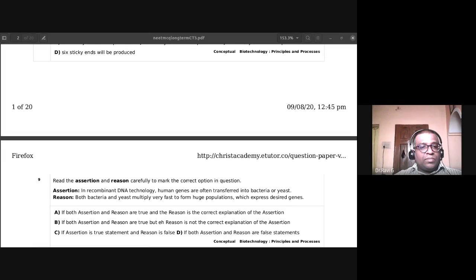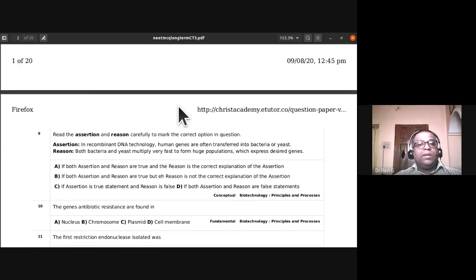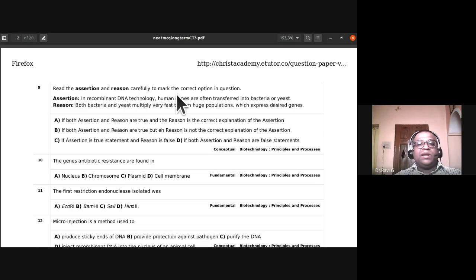Okay. Next question is, read the assertion and reason carefully to mark the correct option. Assertion: in recombinant DNA technology, human genes are often transferred into bacteria or yeast. Reason: both bacteria and yeast multiply very fast to form huge populations which express desired genes. So here, what is the correct option?